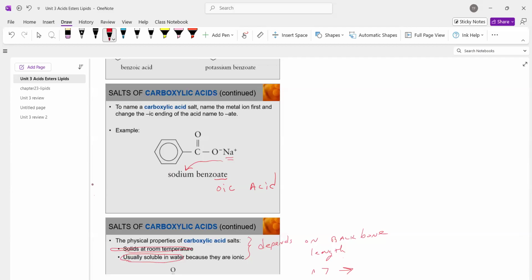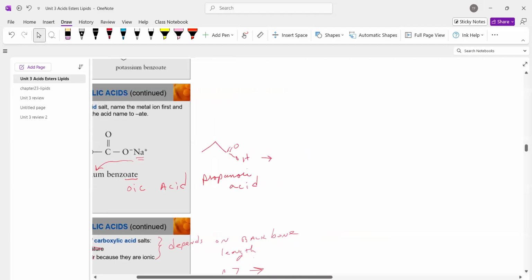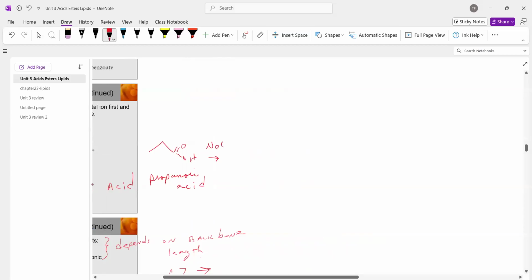So sodium benzoate. For example, if we had propanoic acid, and we decided to throw some lye in there, sodium hydroxide, we end up with the acid salt. And this would be sodium propanoate.